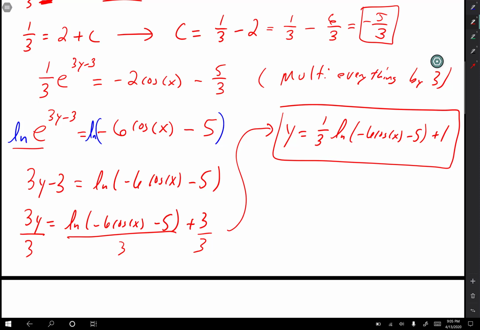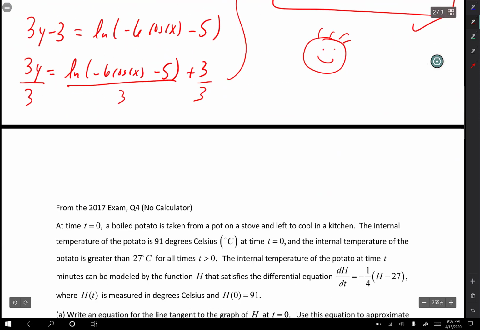And of course, if you plug in a pi in there, just to make sure that you have a positive argument, cosine of pi is negative 1. Negative times a negative is a positive. So 6 minus 5 is 1. And ln of 1 is 0. So when I plug in pi, you do get 1/3 times 0, which is 0, plus 1, which is 1. So you get your y value of 1. So it works. Check mark. Yay. I hope you guys like that. All right, let's go to the next one, guys.